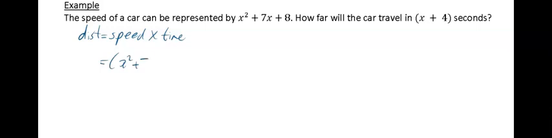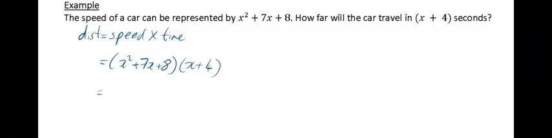Okay, this is like a real life problem or a formula problem here. It says the speed of a car can be represented by x squared plus 7x plus 8. How far will a car travel in x plus 4 seconds? So here, good idea, just write down your distance, speed, time formula. So distance is equal to speed times time, and then we can go from here. In this case, our speed was x squared plus 7x plus 8, and your time was x plus 4. So it's just multiplying out the brackets again.